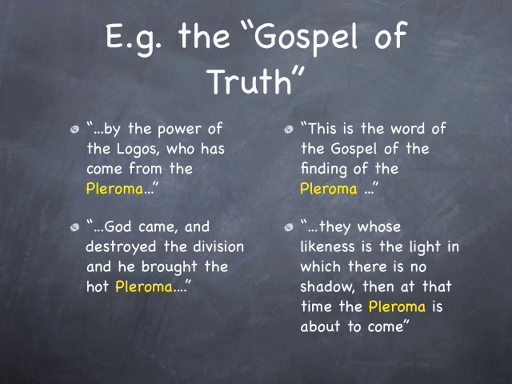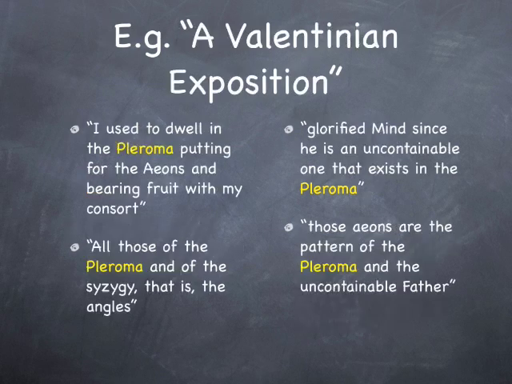"This is the word of the gospel, finding the pleroma." I mean, pleroma all over the place. This is just one thing. Let's go on to the next one. There's another: Valentinian is a school of Gnosticism, and it's talking about some divine being here. "I used to dwell in the pleroma, putting forth the aeons and bearing fruit with my consort." And my favorite one on this page: "All those of the pleroma and of the syzygy, that is, of the angels."